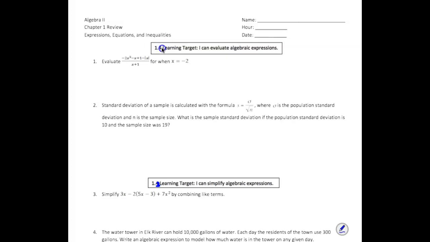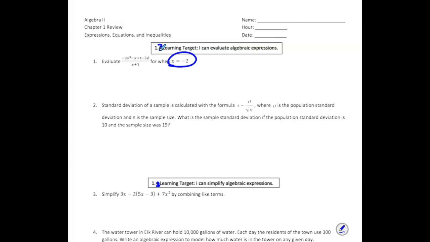All right, we are going to start reviewing for our Chapter 1 test. Our first section that we looked at was 1.3. Our learning target, I can evaluate algebraic expressions. So the very first thing they're asking us to do here is to substitute in a -2 for our x.